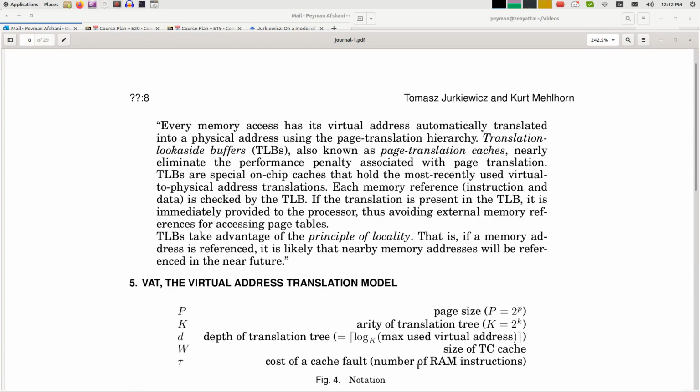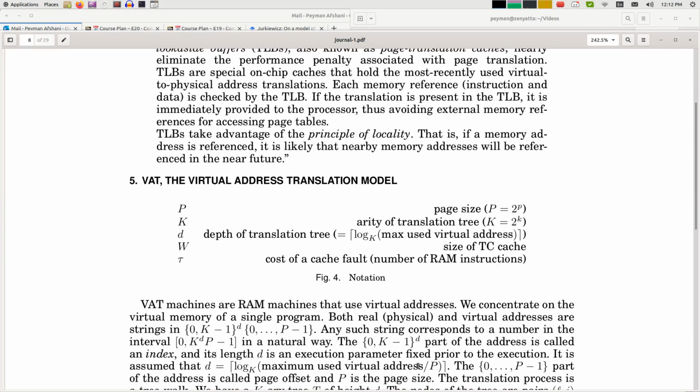So what they do for the model is that they introduce these extra parameters. Okay, so they have a page size for how big the tables are, how many bits of translation we do at a time, how deep we go into translation, how big is the cache, and what is the cost of a cache fault. So this is a relatively complicated model, I would say, because it includes all these extra parameters, so we have like 5 extra parameters. But on the plus side, the algorithm we're trying to analyze could be very simple.